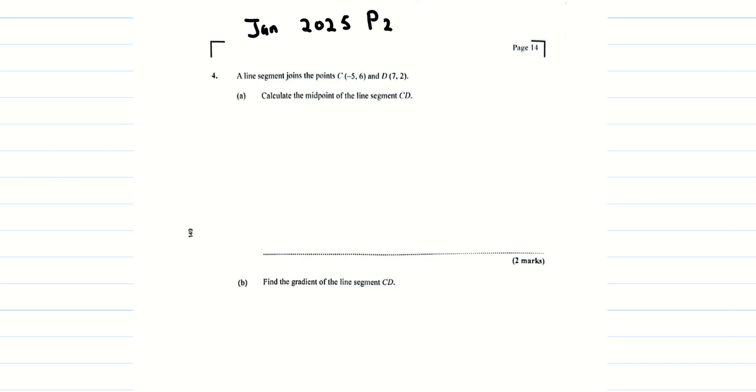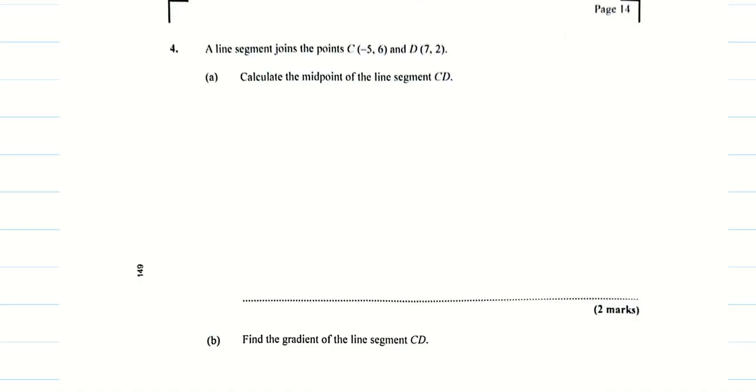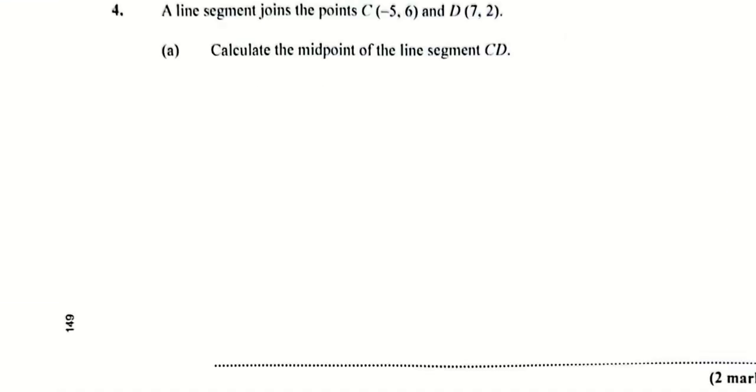C is (-5, 6), D is (7, 2). Calculate the midpoint of the line segment CD. Right, so to do this question, you need to know the formula for the midpoint of a line. So let's just write it out.